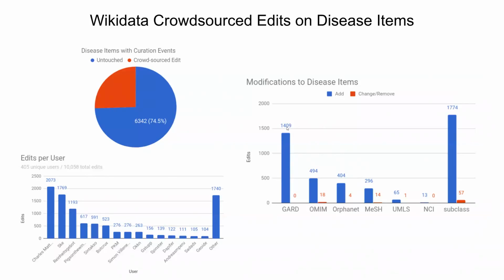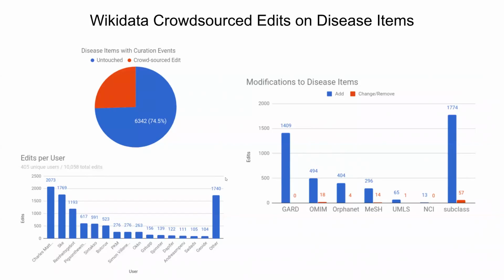So there were 1,400 new GARD, which is a rare disease database, identifiers added to disease items that weren't there before, about 500 OMIM, 400 ORPHANET, 300 MESH, 65 UMLS cross-references, they're all added. In addition, there were edits, so cross-references were fixed on tens of items. So Wikidata's found tons of errors within the cross-references in disease ontology. And they also added or edited many subclass of links also. So they're actually editing the ontology itself.